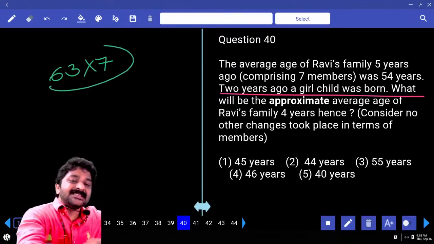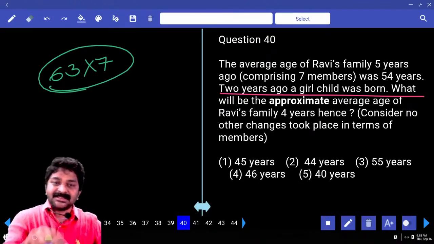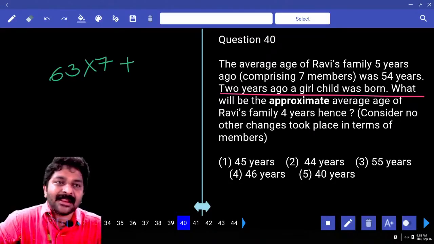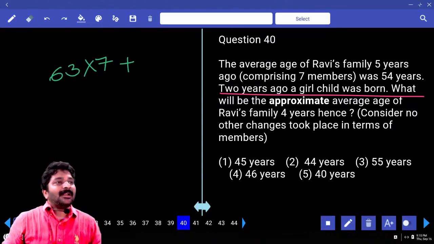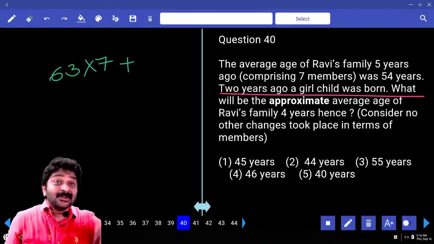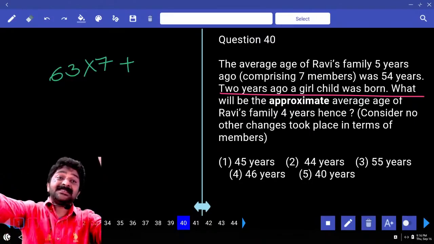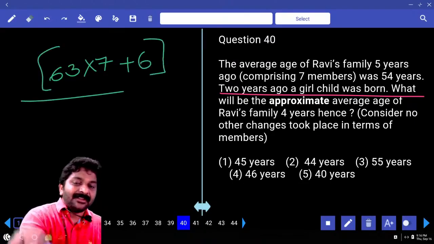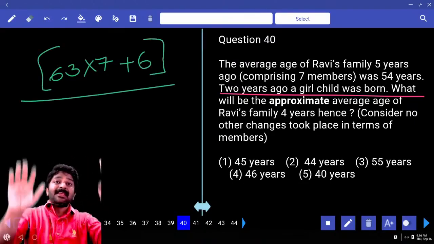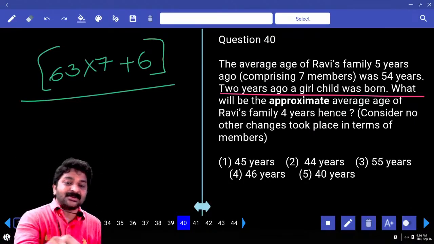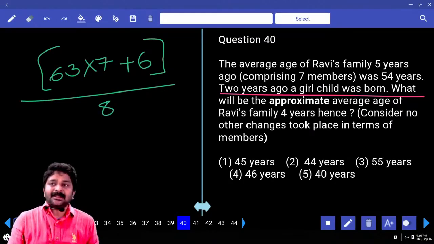Already we have sum of ages of seven members. So to this we need to add girl child age. Am I right? When was she born? Then present, what is her age? 2 years. After 4 years? 6 years. Then if you calculate this, will you get sum of ages of eight members in Ravi's family? But now we have to calculate average. So this number should be divided by 8 only.